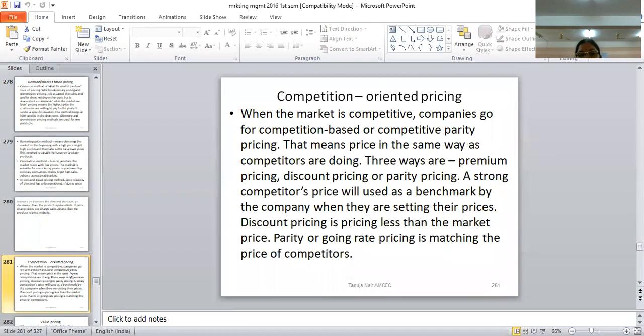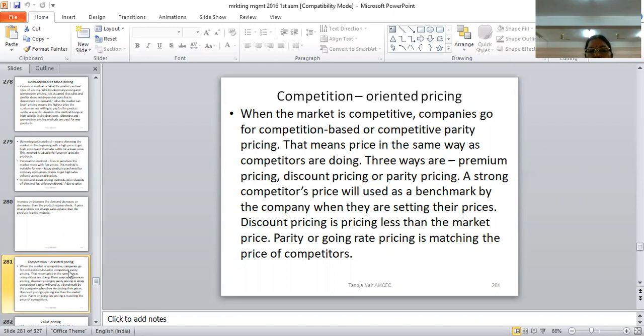When there is a strong competitor in the market, his price is used as a benchmark by all the other companies, and they will follow that market leader's price only. They will set their products at that price only. What the strong competitor is charging for his product, the same price they will charge. So that is the premium pricing.